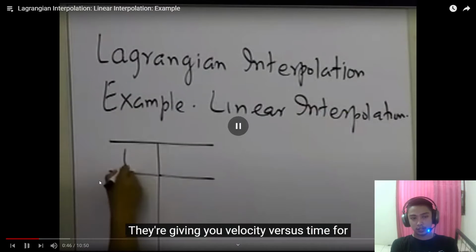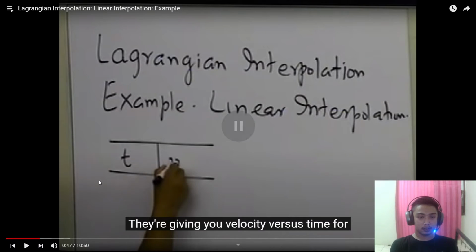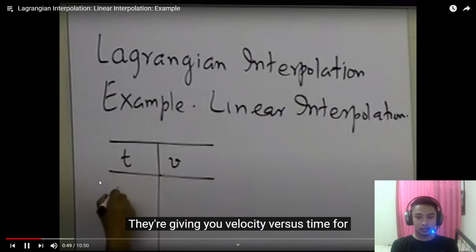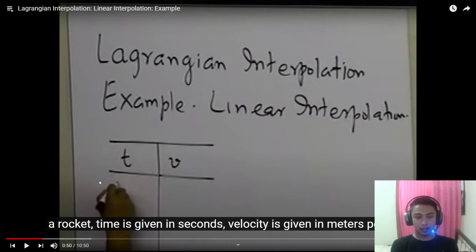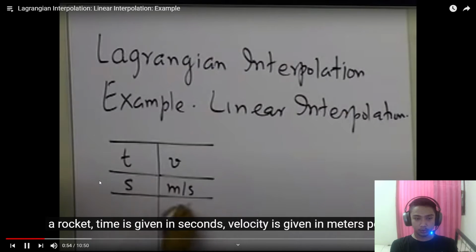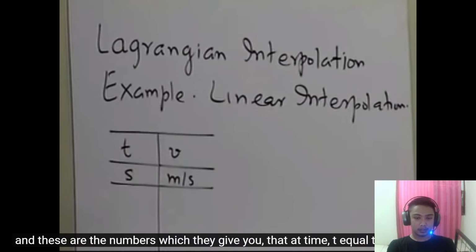Ya, sekarang kita masuk ke kasusnya, di mana diberikan sebuah data ya. They're giving you velocity versus time for a rocket. Ada tabel dengan waktu dan kecepatan. Time is given in seconds, velocity is given in meters per second. V ya, velocity, T, waktu, that time.